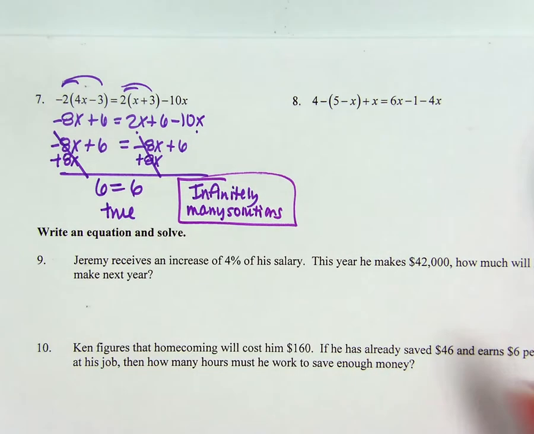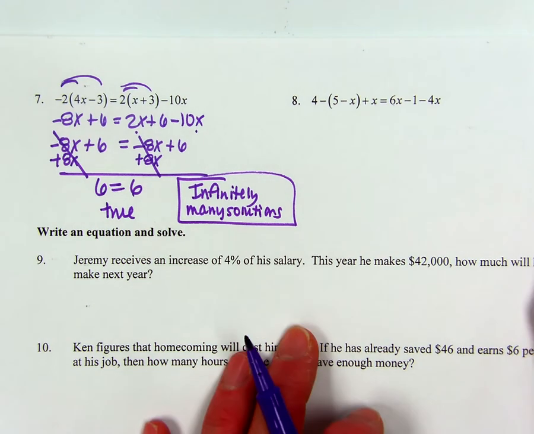And again, it might be listed as identity. It could say all real numbers. So on a multiple choice test, you should be able to recognize any of those as your answers.